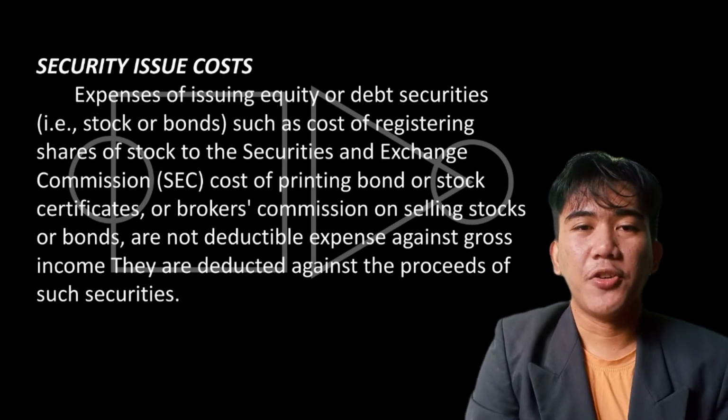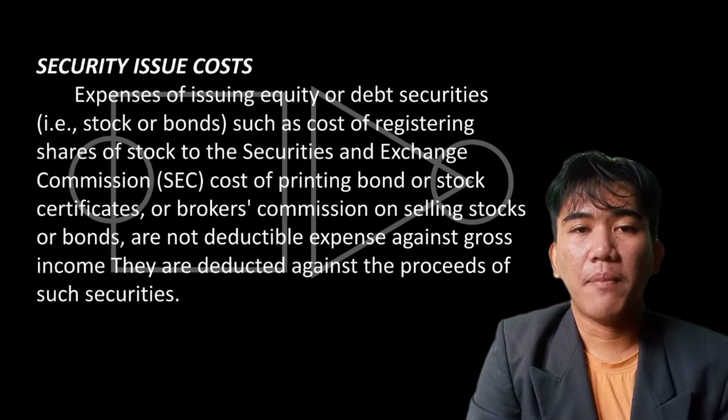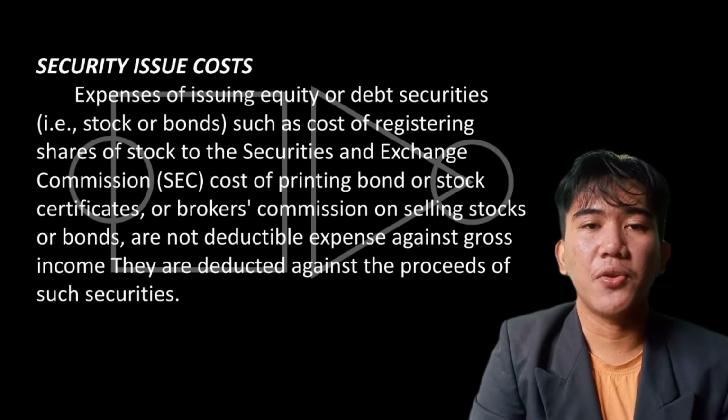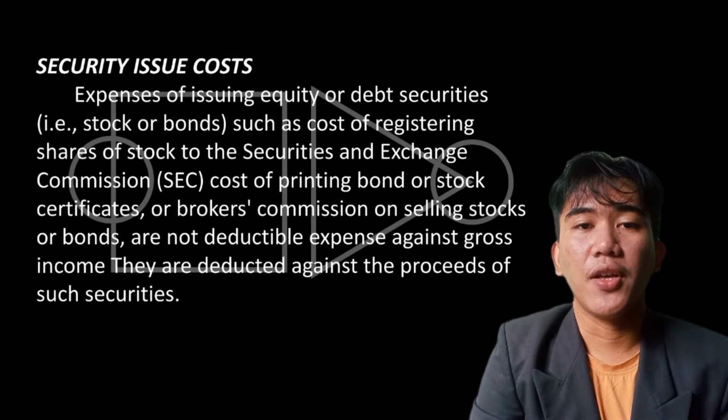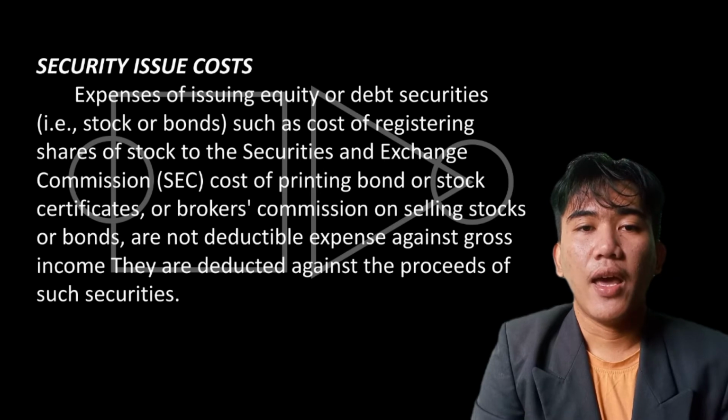The third one is the security issue cost. These are expenses of issuing equity or debt securities, such as cost of registering shares of stock with the Securities and Exchange Commission, cost of printing bond or stock certificates, or broker's commission on selling stocks or bonds, which are not deductible expenses against gross income. They are deducted against the proceeds of such securities.